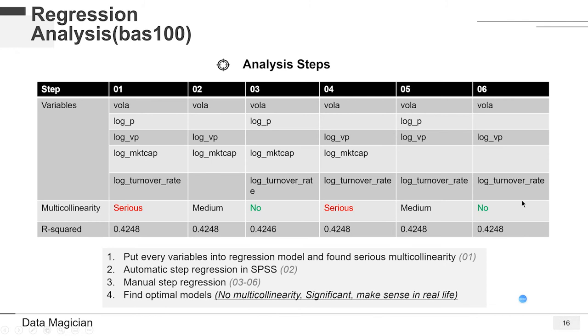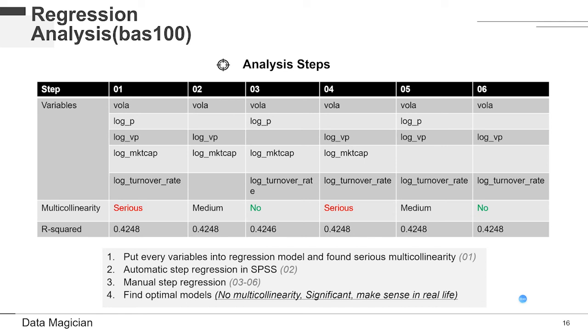So how will these variables influence the market illiquidity? We first use BS100 as our dependent variable in this regression model. In the beginning, we put every IV into our model and found there is serious multicollinearity, so we tried to use automatic step regression by SPSS in step 2, but the multicollinearity still happened. Then we decided to manually run the step regression. From the result, we found market capitalization and VP should not be together because of the multicollinearity. They are correlated, so the market cap might represent VP in some way.